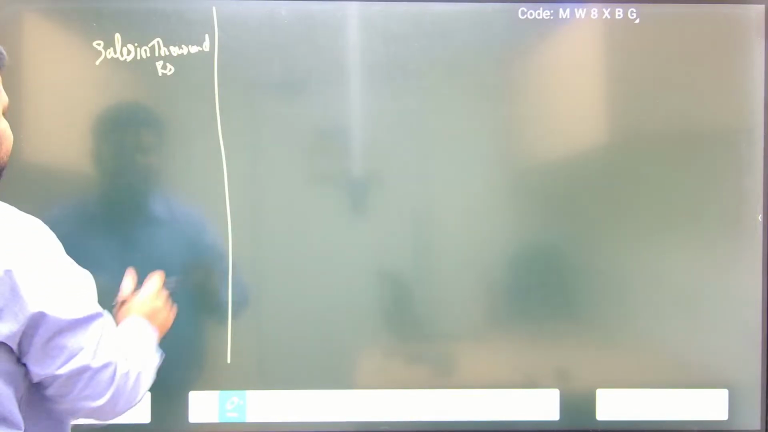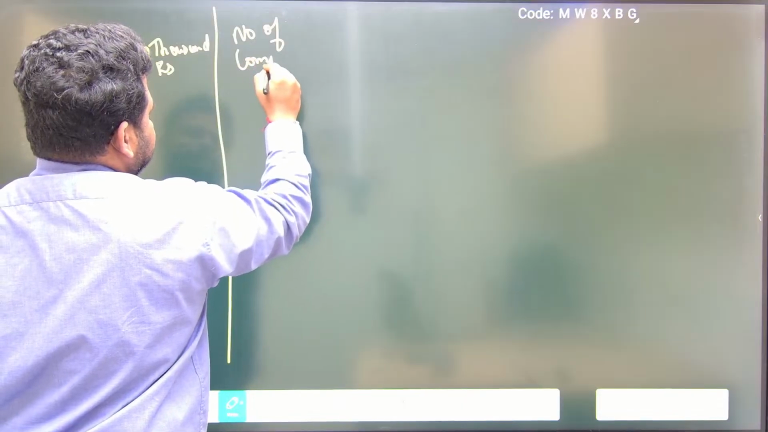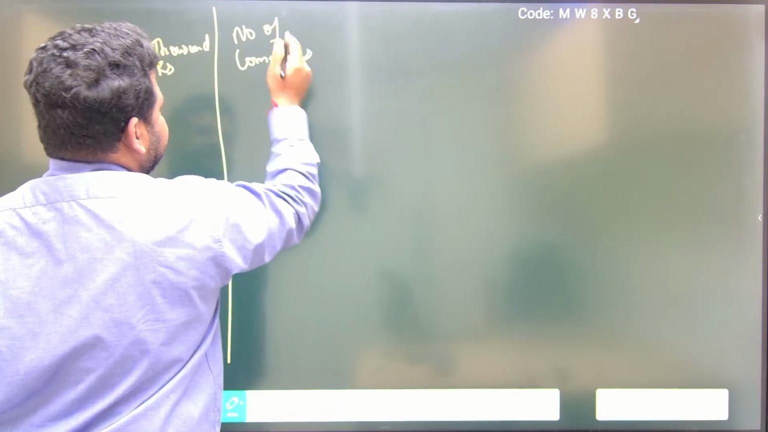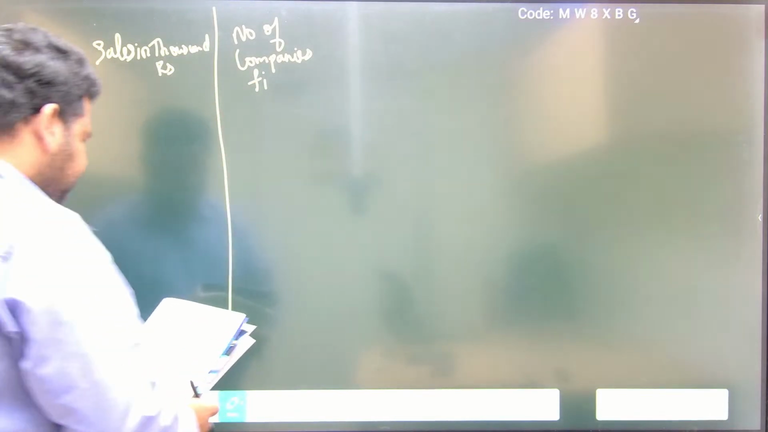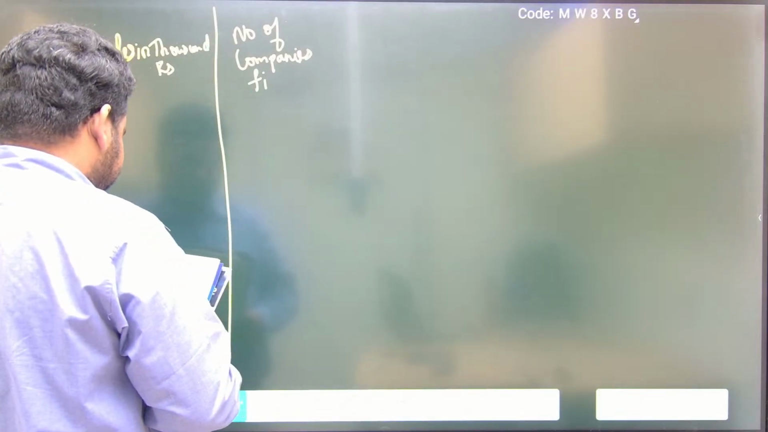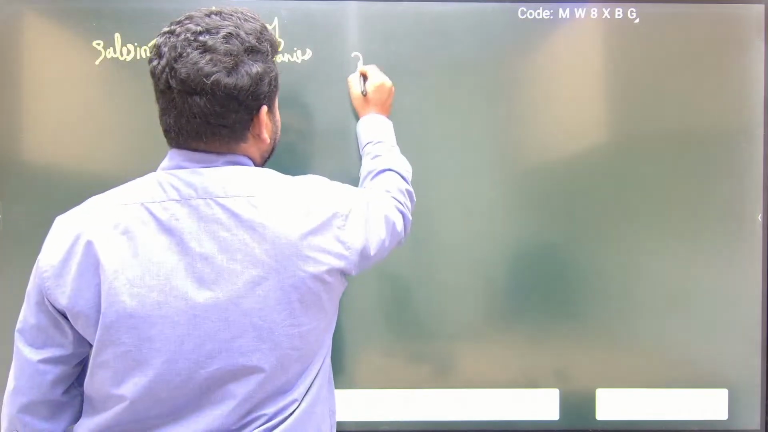Next column will be number of companies. Number of companies means it is a number. It is nothing but the frequency of the distribution, that is f of i. Then we have to find out xi. So xi here we have to find out.